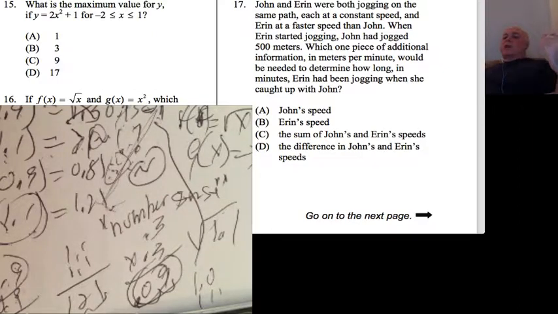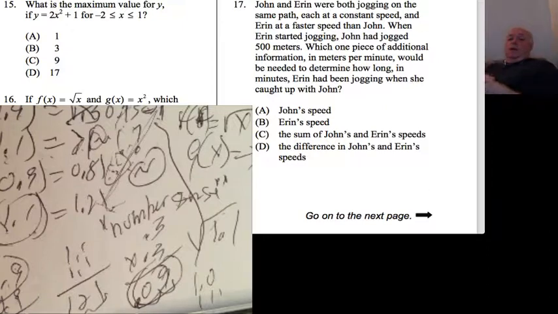It doesn't say, for instance, they're both running at 10 miles per hour. It may end up being the case that they are, but Aaron might be going 20 miles per hour and stay constant at 20, and John's running at 10 and stays constant at 10. And if she runs at 20, she's a pretty good runner, because I don't know that a human can do that. But in any event, when Aaron starts jogging, John has jogged 500 meters.